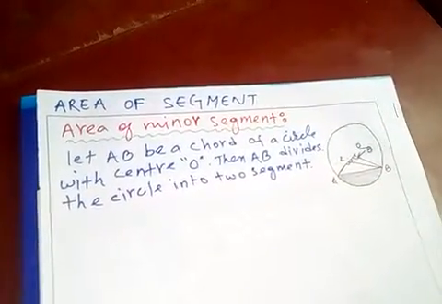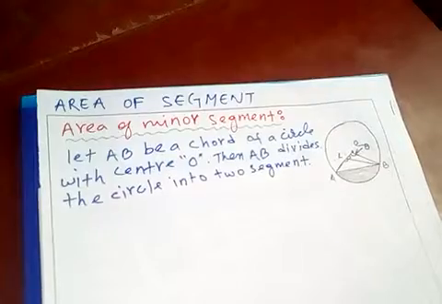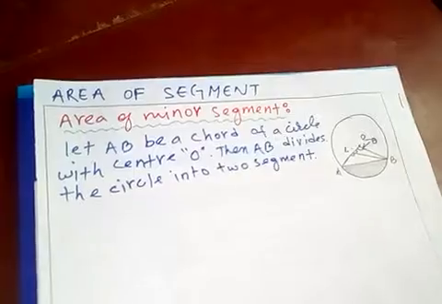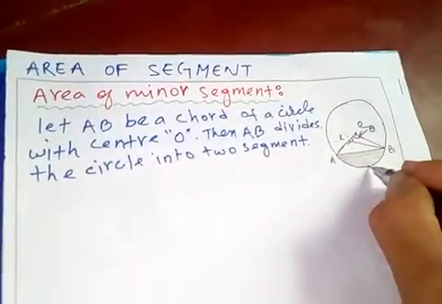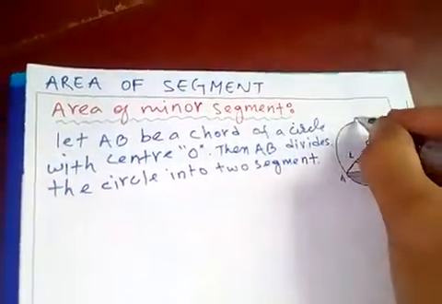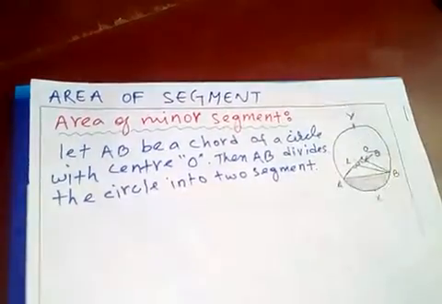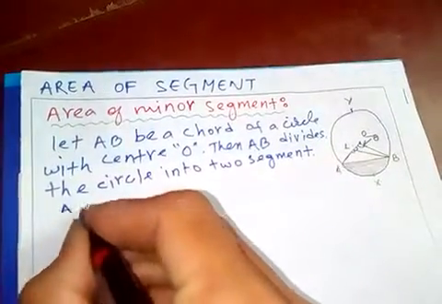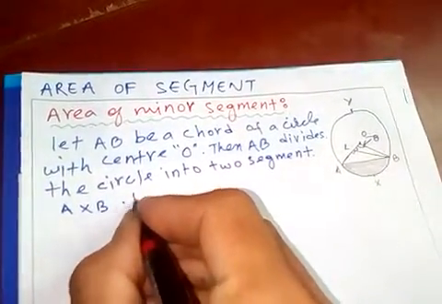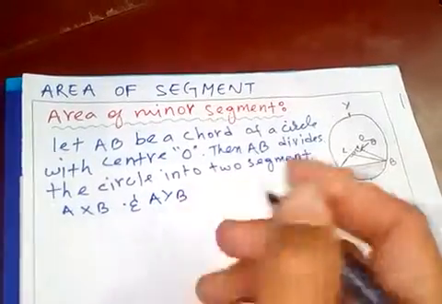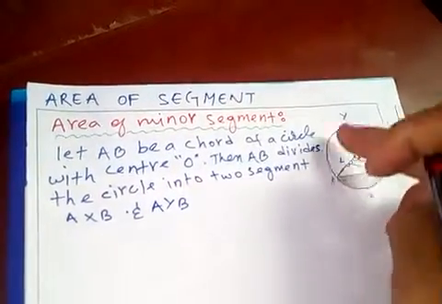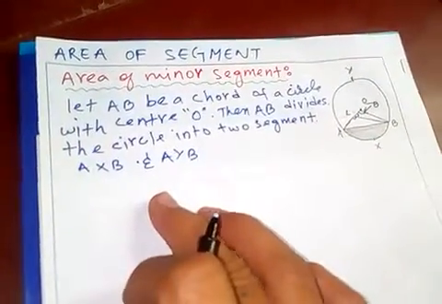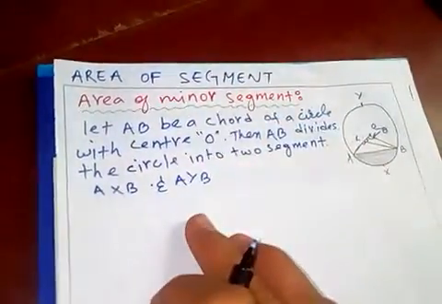It divides into two segments. Let's name it here, let me say it is X, and here Y, so that we can name the segments. The two segments are AXB and AYB. AXB is this area and AYB is the major one. First of all we are going to find AXB, which is the minor segment.